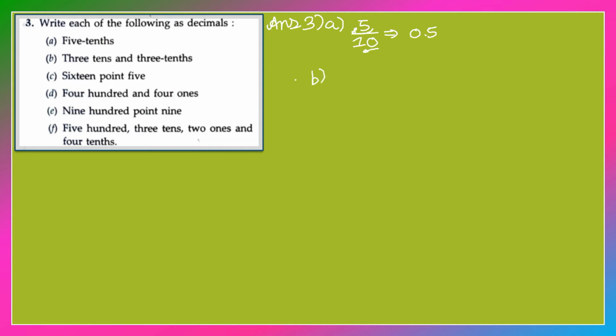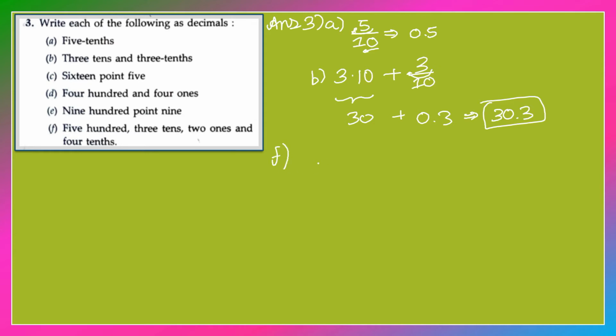For second part, we have 3 tens and 3 tenths. It means 3 tens, that is 3 into 10. And we have 3 tenths, it means 3 upon 10. Pretty easy. 3 tens equals 30 and 3 tenths equals 0.3. Why? Because we have shifted the decimal point to the left direction one time. And like this, it would become 30.3. So this is the part here. Now I'm going to solve the difficult one, that is the F part.